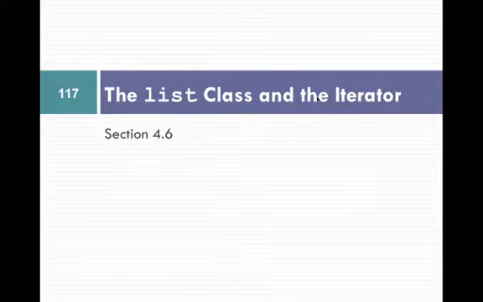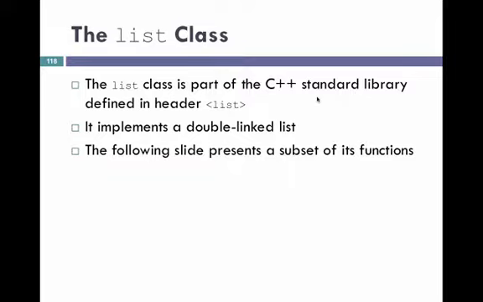In this slidecast, we'll talk about the list class and the iterator. Now, the list class is part of the C++ standard library. It's defined in the header list. It implements a double linked list, and the following slide presents a subset of its functions.